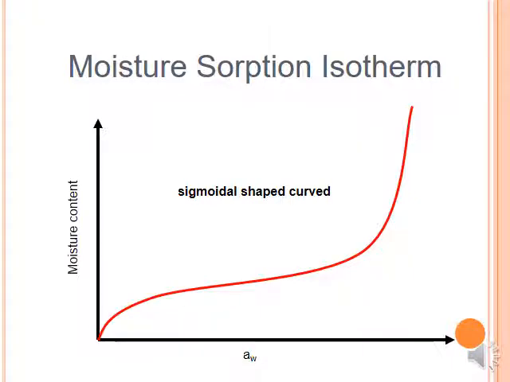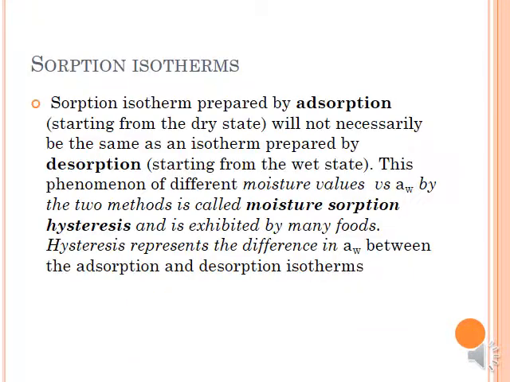So this is the moisture sorption isotherm. I have explained the different paths of adsorption and desorption. Hysteresis is exhibited by many foods. If you take different types of food and they undergo the adsorption and desorption procedure, you will get the same pattern. It will create a hysteresis.